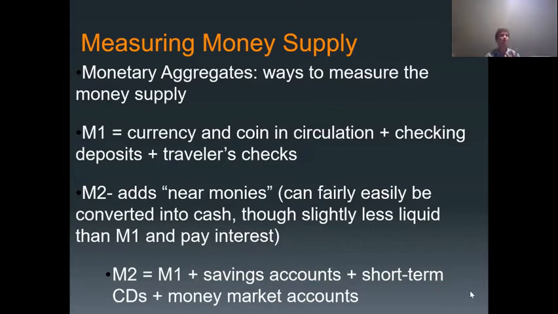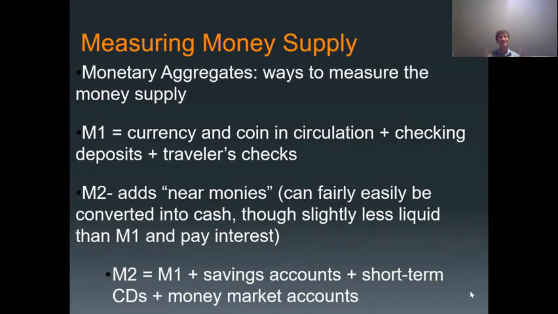Now we have to look at how do we measure it. So monetary aggregates are those ways to measure it. The two you have to know for the AP test are M1 and M2. M1 is the currency and coin in circulation. It is all of the money that you have in your wallet or in your bank at home. You add in checking deposits because there's no penalty for taking money out of your checking account. And traveler's checks, if anybody still uses them, would also be considered M1. You consider M1 the most liquid money. In other words, you can get to it very, very quickly with no penalties.